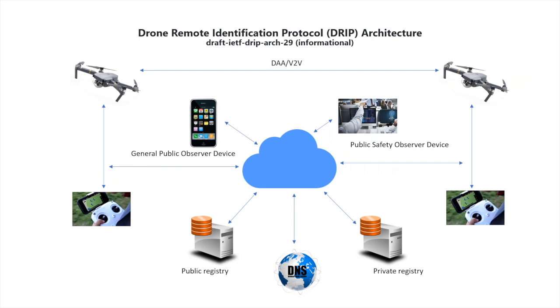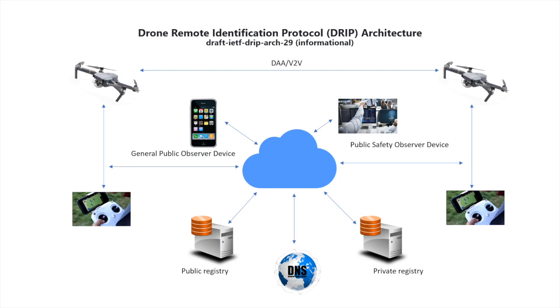The architecture of the proposed DRIP protocols is described in an Internet draft informational document named Drone Remote Identification Protocol Architecture, which is under review to become an RFC. This picture illustrates a global unmanned aircraft system remote ID usage scenario. You can see that different entities communicate with each other through the Internet. To satisfy requirements, the working group suggested using registries and DNS.